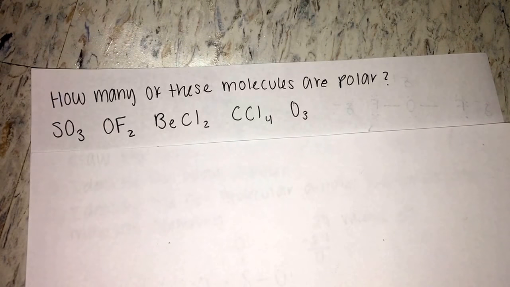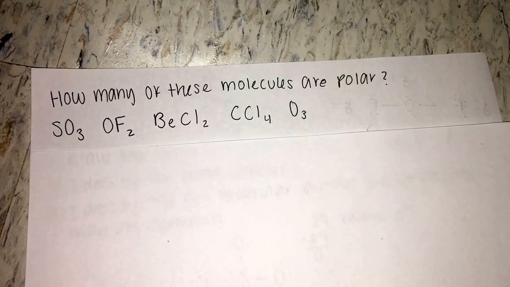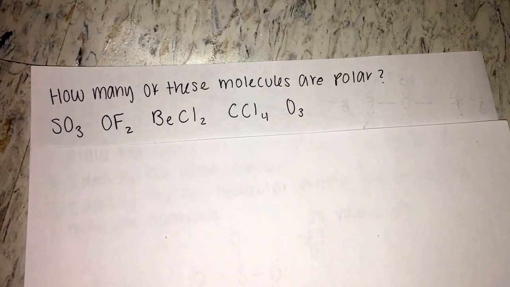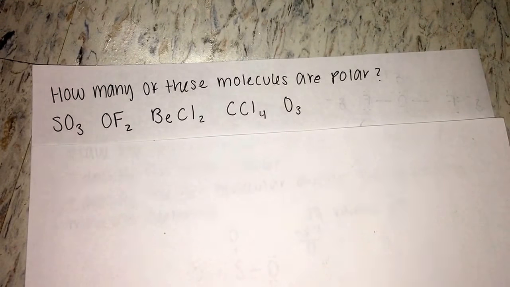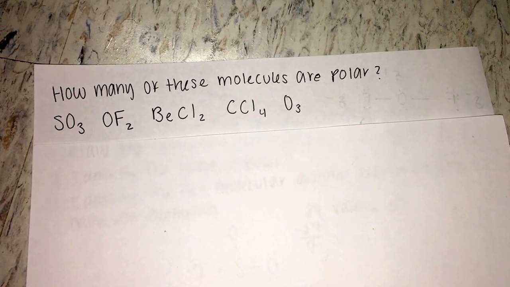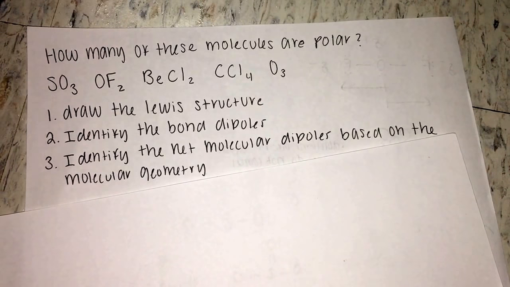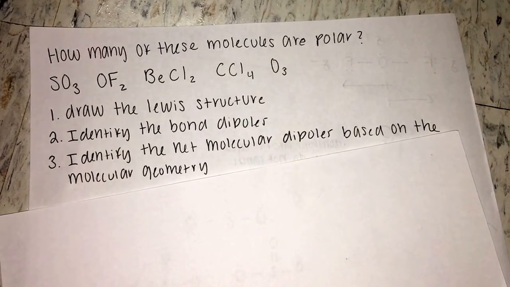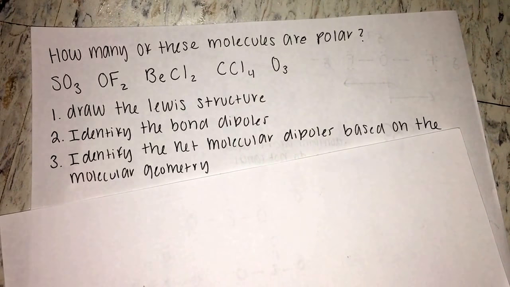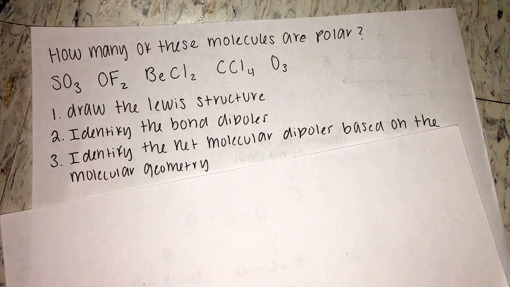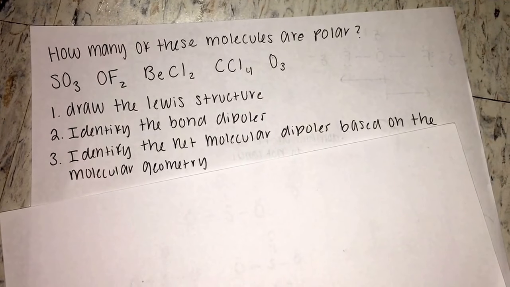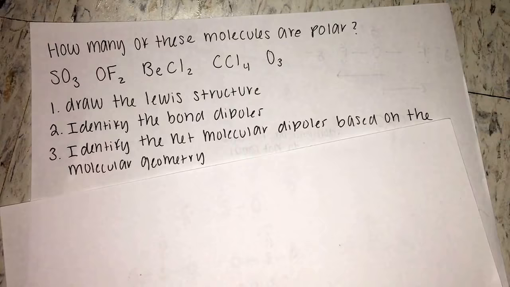So this problem reads, how many of these molecules are polar? And the molecules that we have are SO3, OF2, BeCl2, CCl4, and O3. We're going to solve this problem by drawing the Lewis structures, then identifying the bond dipoles, then last identifying the net molecular dipoles based on the molecular geometry.